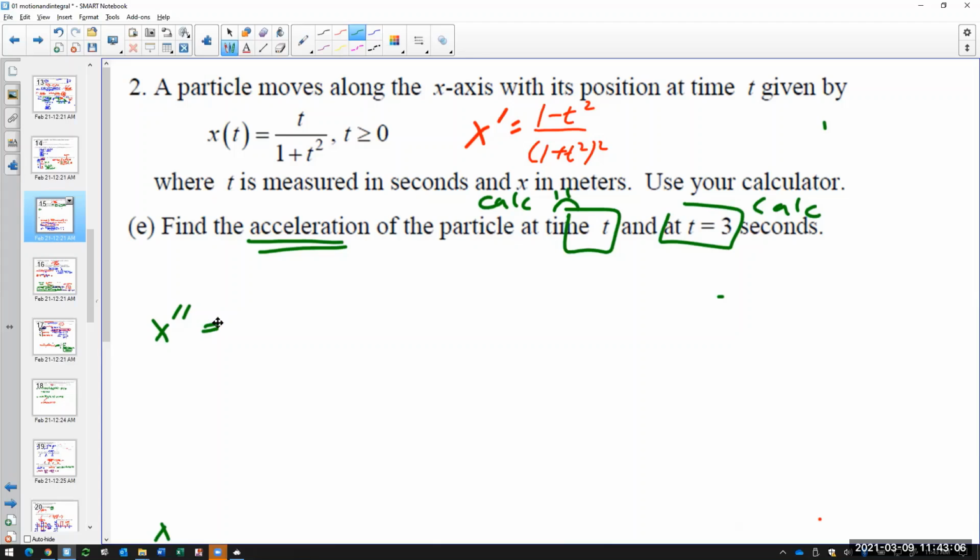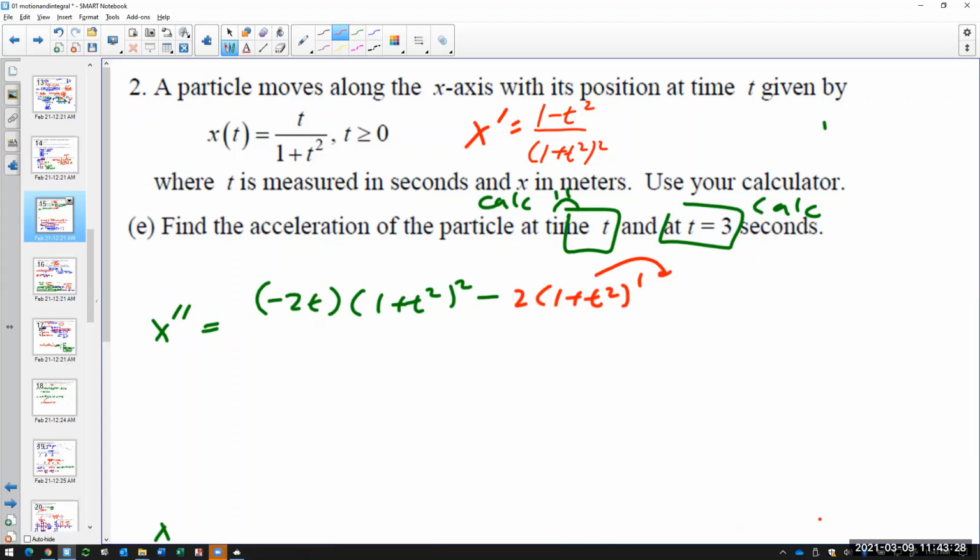Okay, so x double prime is going to be equal to the derivative of the derivative of x. So it's going to be the derivative of this. So here we go. It's going to be the derivative of the first times the second minus the derivative of the second. That's just chain rule. It looks terrible, but it's just chain rule. 2 times 1 plus t squared, take the power down by 1 and multiply by the derivative of the inside. Derivative of the first times the second minus derivative of the second, okay, that's just chain rule, times the first.